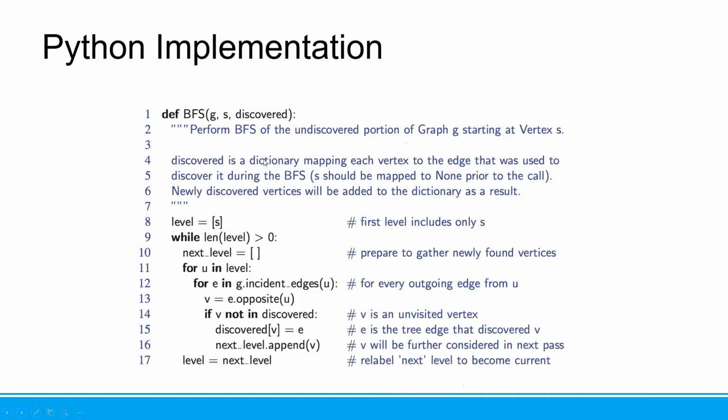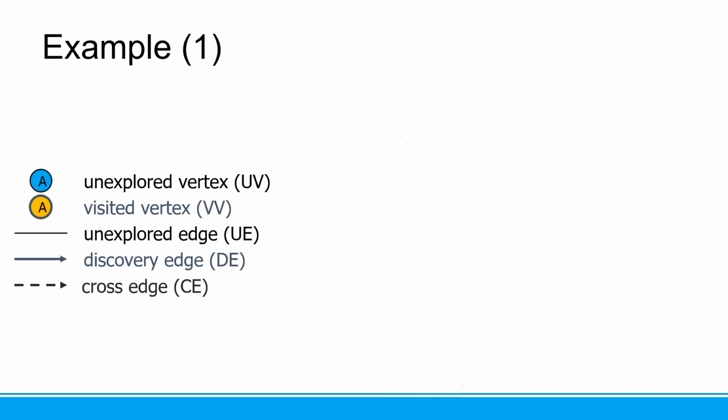You can see from this implementation, maybe let's look at this Python implementation a little bit later. The idea is the same. We have the unexplored vertex and the visited vertex, and then this is for the unexplored edge. This is for the discovery edge. And we have another kind of edge, which is the cross edge.